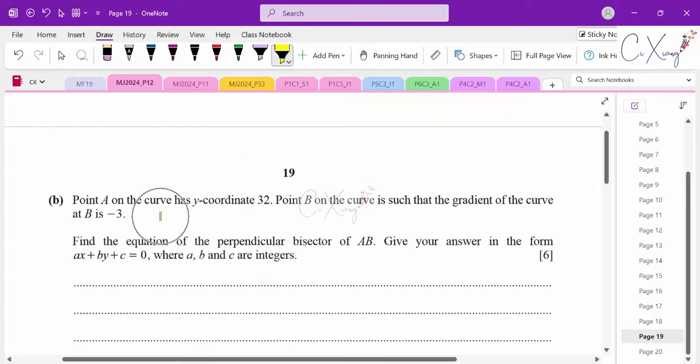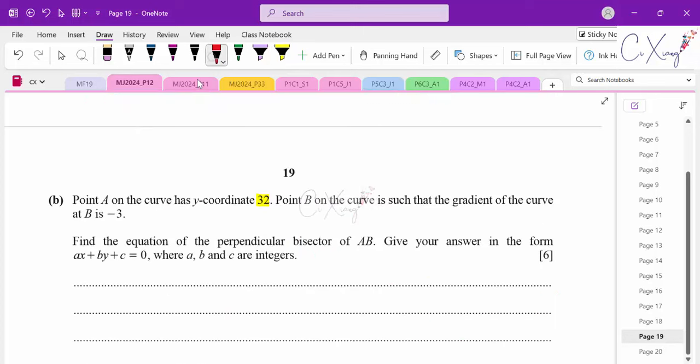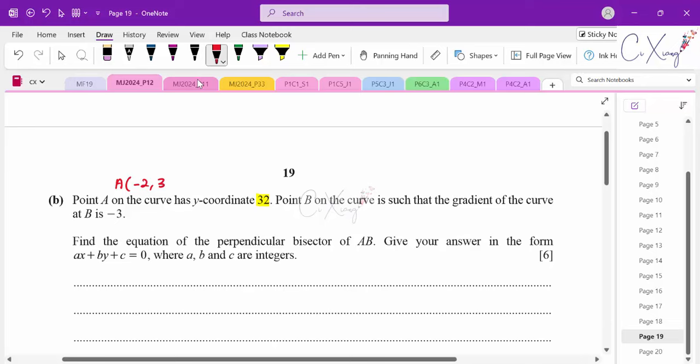Let's continue to part B. Okay, so for part B, they said the point A on the curve has y coordinate of 32. So again, if you refer back just now, they did mention y equals 32. So when y equals 32, your x is -2. So from here, you already know that A has the coordinate of -2 and 32.